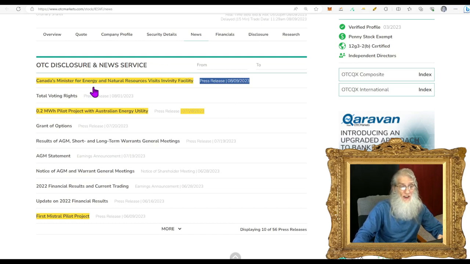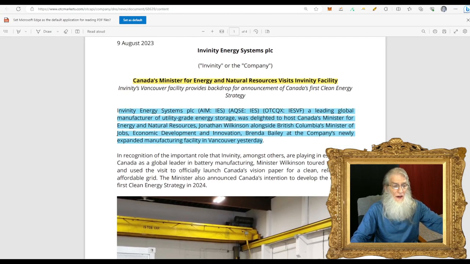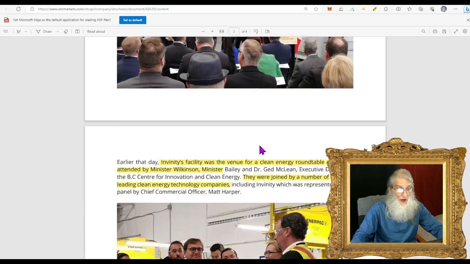Canada's Minister for Energy and Natural Resources visits Invinity facility. So they tell us here, Invinity's Vancouver facility provides backdrop for announcement of Canada's first clean energy strategy. The company, a leading global manufacturer of utility-grade energy storage, was delighted to host Canada's Minister for Energy and Natural Resources, Jonathan Wilkinson, alongside British Columbia's Minister of Jobs, Economic Development and Innovation, Brenda Bailey, at the company's newly expanded manufacturing facility in Vancouver yesterday.